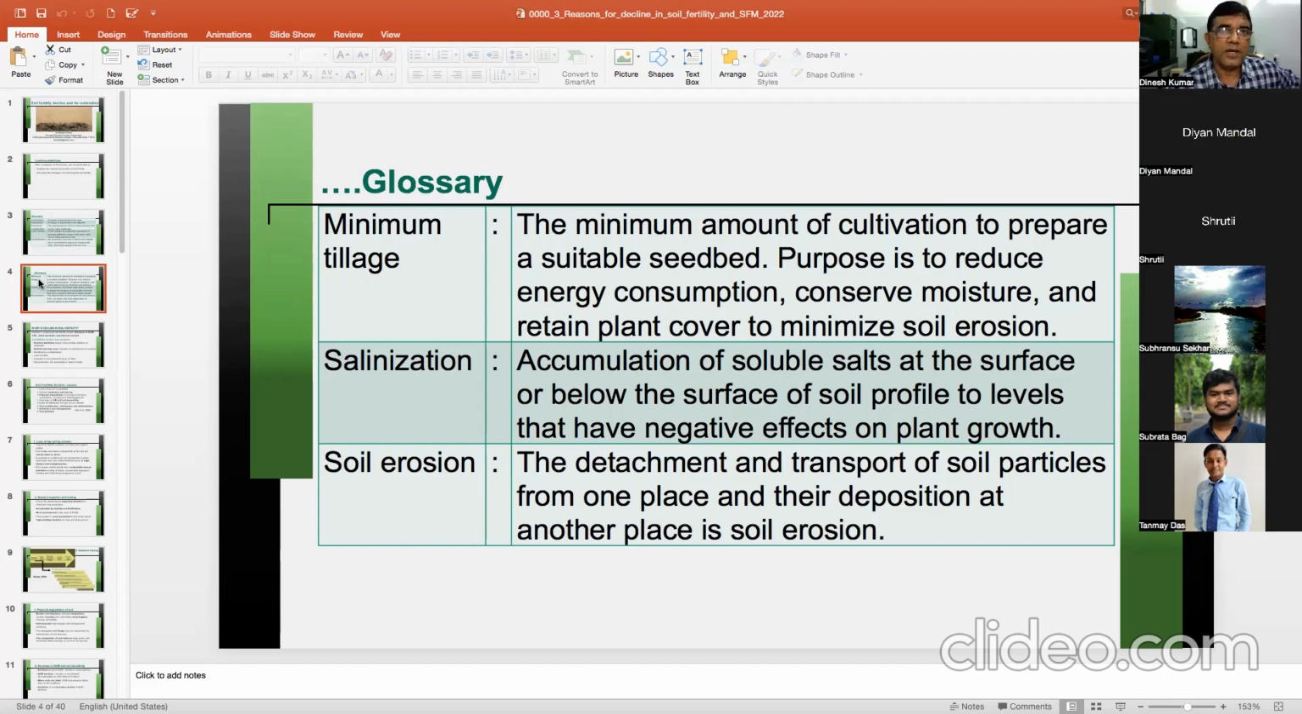Soil erosion is the detachment, transport, and deposition of soil particles from one place to another place. You can remember a very easy definition of soil erosion: detachment, transport, and accumulation or deposition of soil particles from one place to another place is known as soil erosion.